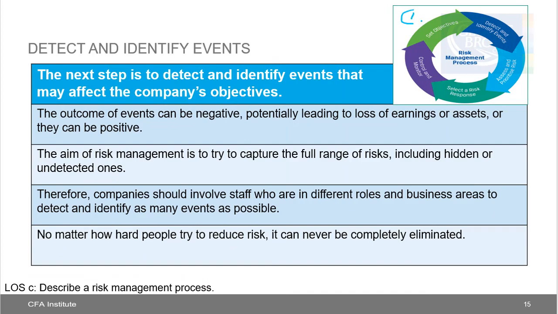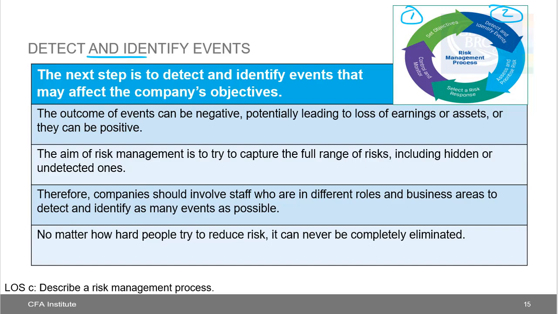So after setting the risk objectives, the second step is to detect and identify events. So the next step in risk management is to detect and identify events that may affect the company's objectives. As previously mentioned, the outcome events can be negative, potentially leading to loss of earnings or assets, or they could be positive. The aim of risk management is to try to capture the full range of risks, including hidden or undetected ones. Therefore, companies should involve staff who are in different roles in business areas to detect and identify as many events as possible. But there will always be unforeseen hazards.